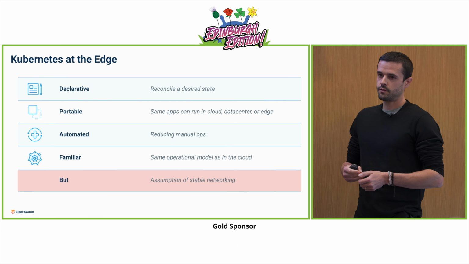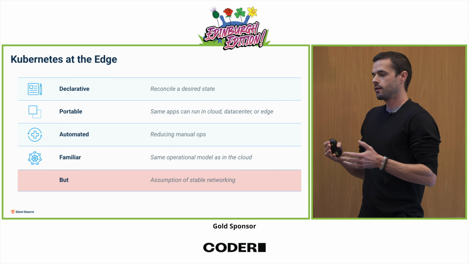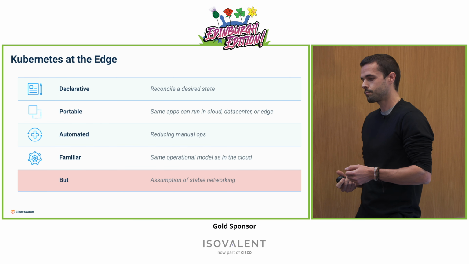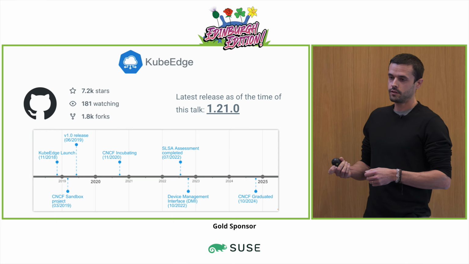However, vanilla Kubernetes works on the assumption that stable networking is a given, which is not always the case at the edge. And this is where KubeEdge comes into play. So KubeEdge is a project that was started in 2018 by Huawei in China, with the stated mission to extend Kubernetes at the edge and to IoT devices.